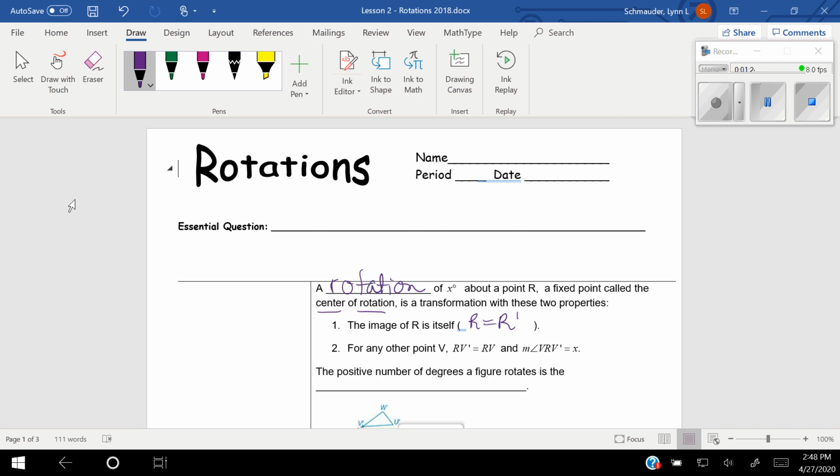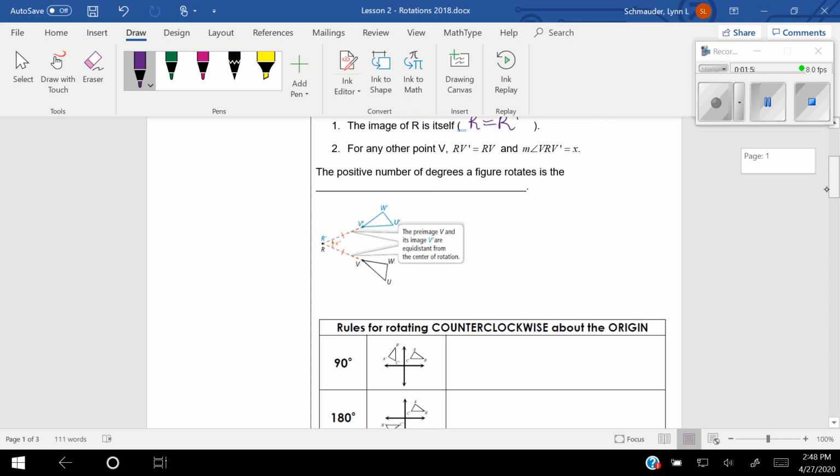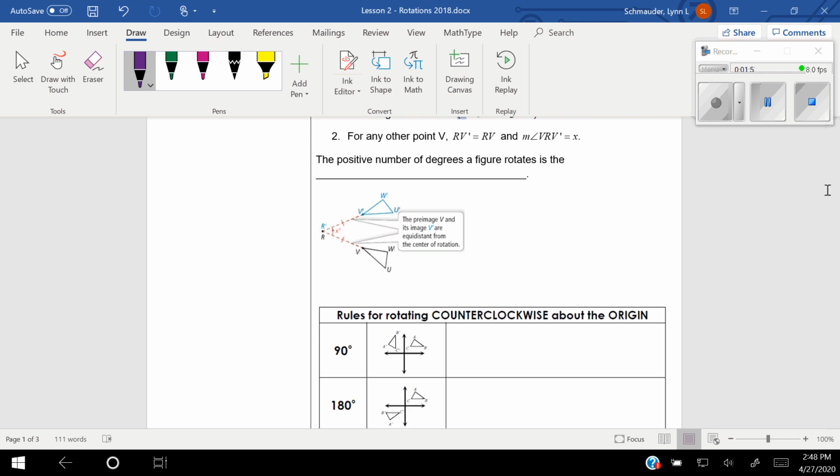Remember, if the pre-image was on the line of reflection, then the image would also be on the line of reflection. So it's the same about this point, the center of rotation. If the pre-image is on it, the image will be on it as well. And then point number two says, for any other point V, RV prime equals RV, and the measure of angle VRV prime equals x. Oh my gosh, what the heck does that mean? I don't know. Let's look at it in a picture. That's going to make a lot more sense to us.